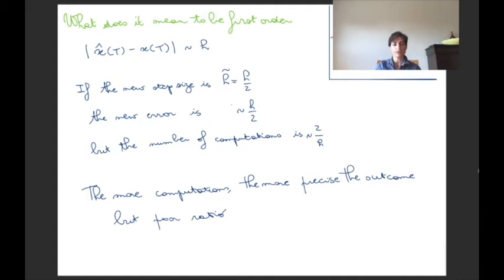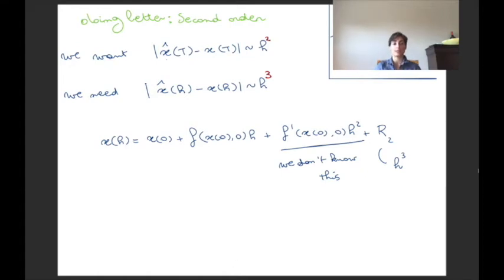But the number of computations is doubled. So we can do more computations to get a more precise outcome, but the ratio between doing more computations and getting a better outcome is quite poor. We'd like to get something of second order. We want the error at time t to be roughly h squared. For that, we need the error at the first step to be h cubed. So we can take again our Taylor series and decide to go one step further, but there are elements that we don't know.